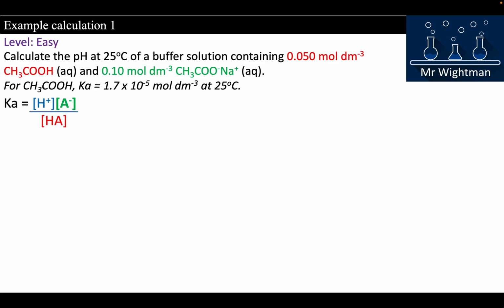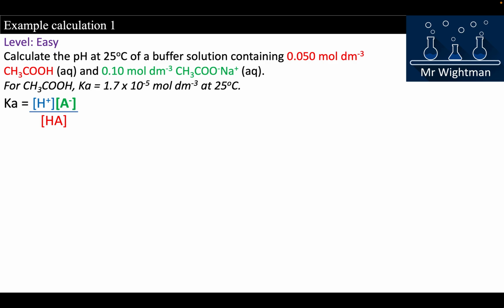Calculate the pH at 25 degrees, we don't really care about the temperature, of a buffer solution containing 0.05 moles per unit volume of ethanoic acid. That's our HA, which I've highlighted in red. And 0.1 moles per unit volume of our salt, sodium ethanoate. Remember that it's ionic. That is going to be our A-.